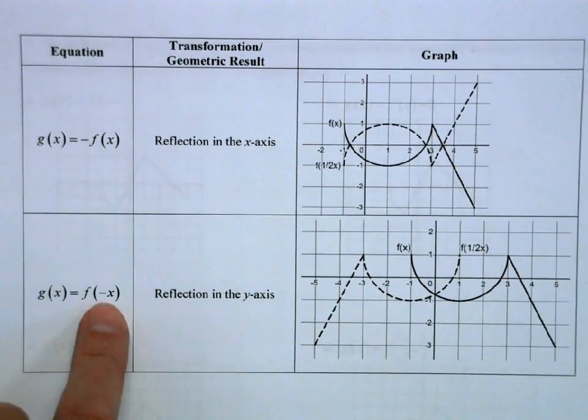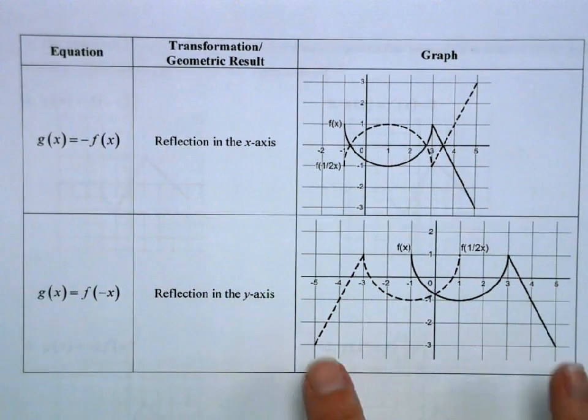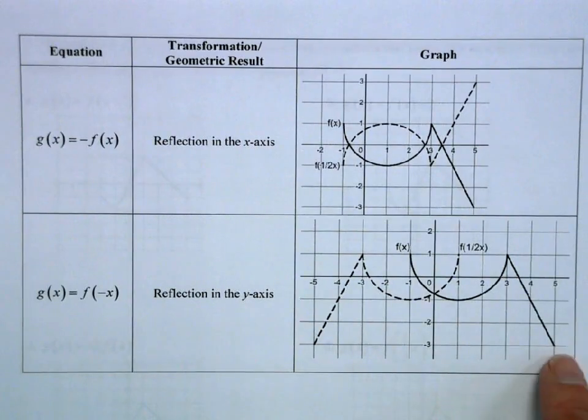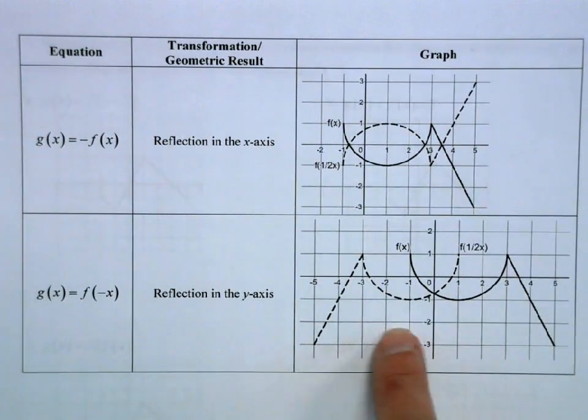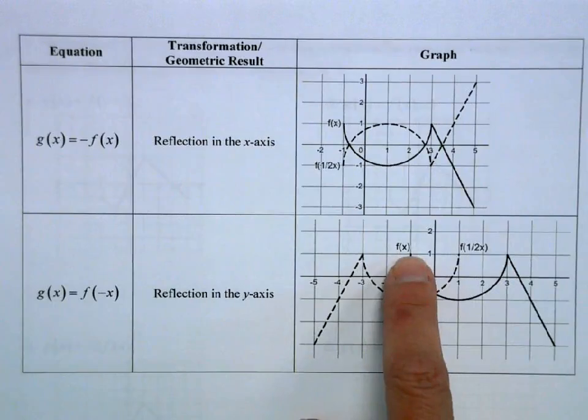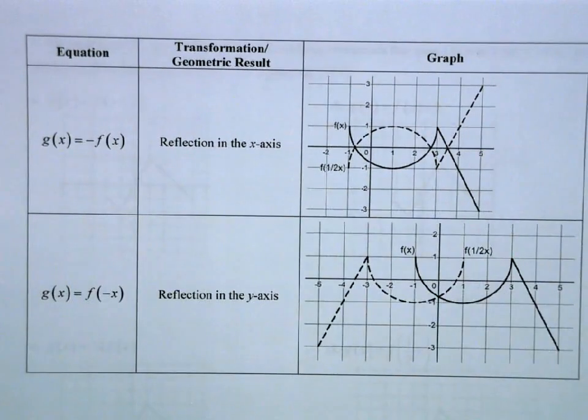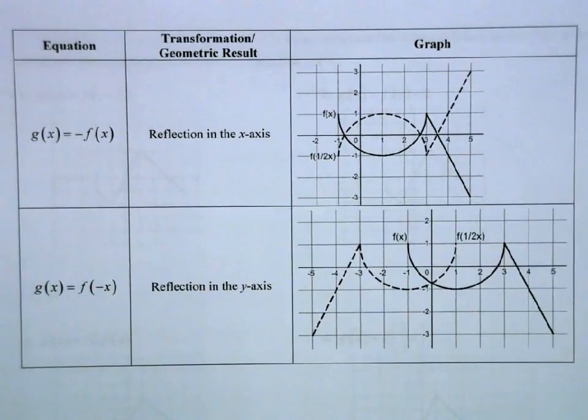Versus if we have a negative on the inside, it's going to reflect it over the y-axis. So a positive x value becomes a negative x value, and a negative becomes a positive x value. So those are all the different transformations that you need to know. So let's look at some examples.